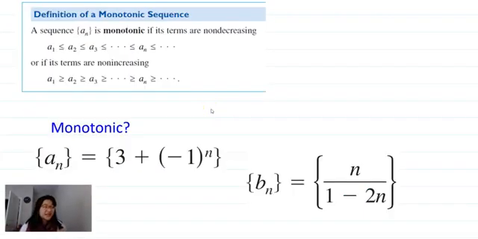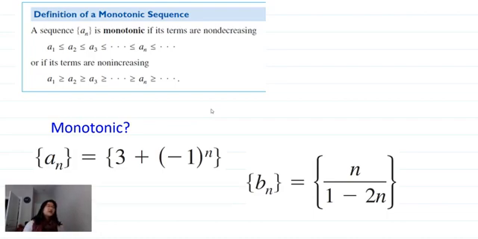Some vocab: monotonic, or monotonicity. So a sequence is monotonic if its terms are not decreasing. So if it's either increasing or it's staying the same, then we have a monotonic sequence, or if its terms are non-decreasing. So if it's either staying constant or going down. Monotonicity is just thinking about the behavior of it. So we can further specify, saying okay, we have a monotonic increasing function. So like your age is a monotonically increasing function because you are getting older all the time.